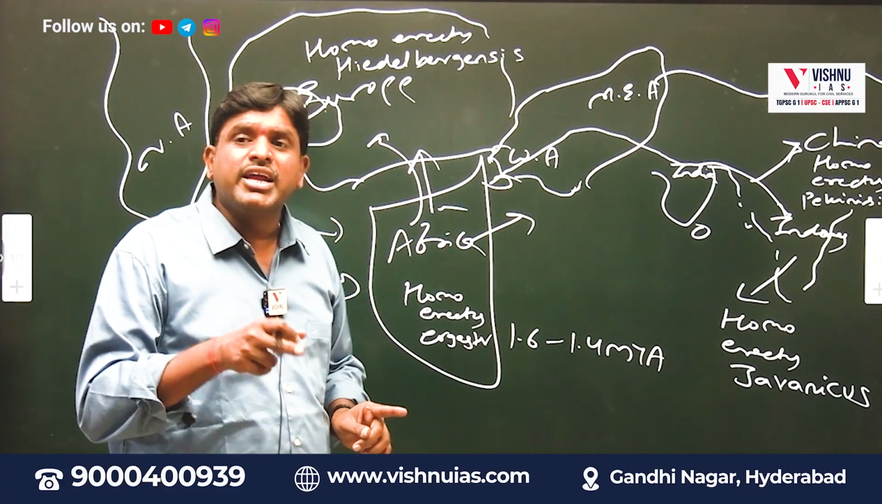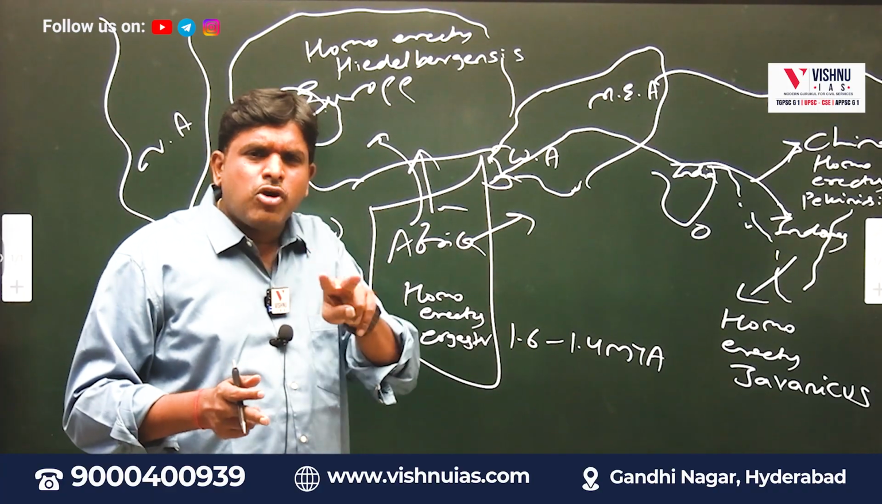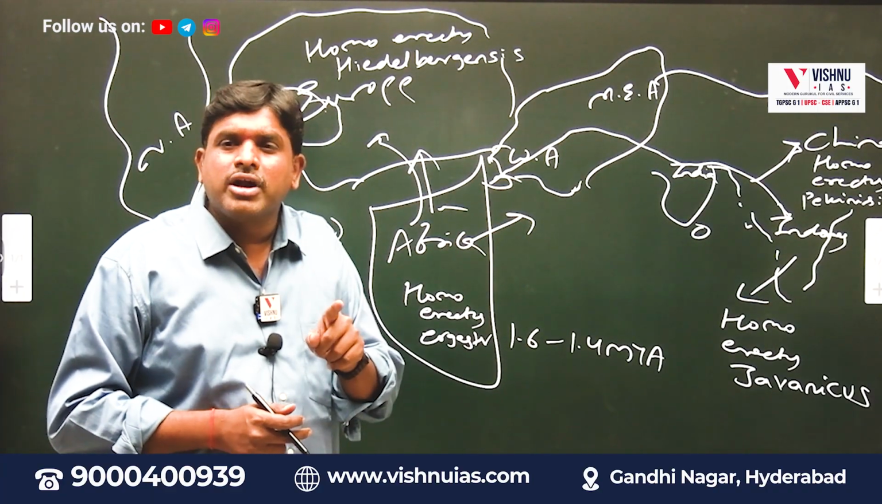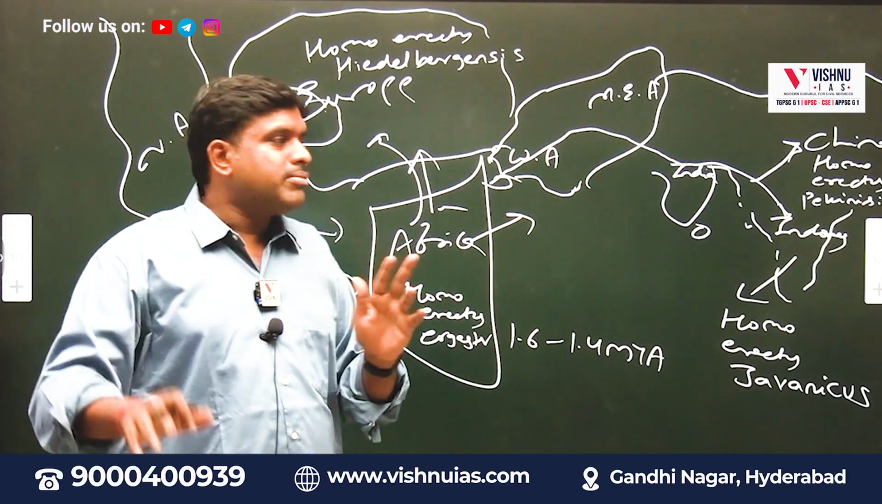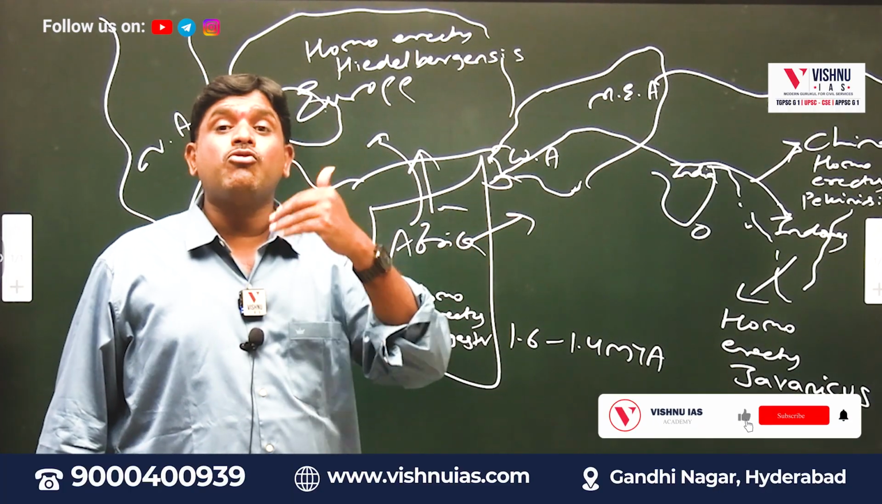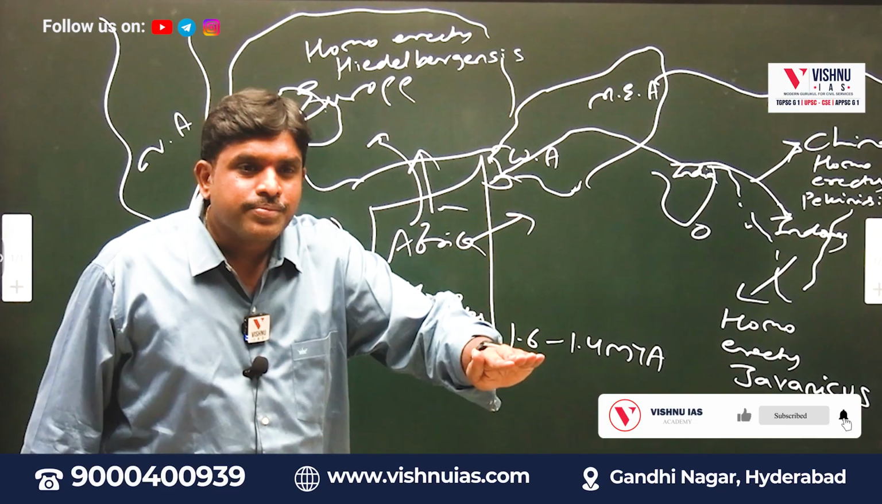In Australopithecines, we have gracile variety and robustus variety. Whether 2 evolved into Homo erectus or only 1 evolved into Homo erectus? Which one evolved into Homo erectus? Gracile. Similarly, from these 4, only 1 evolved further. The remaining 3 became extinct.